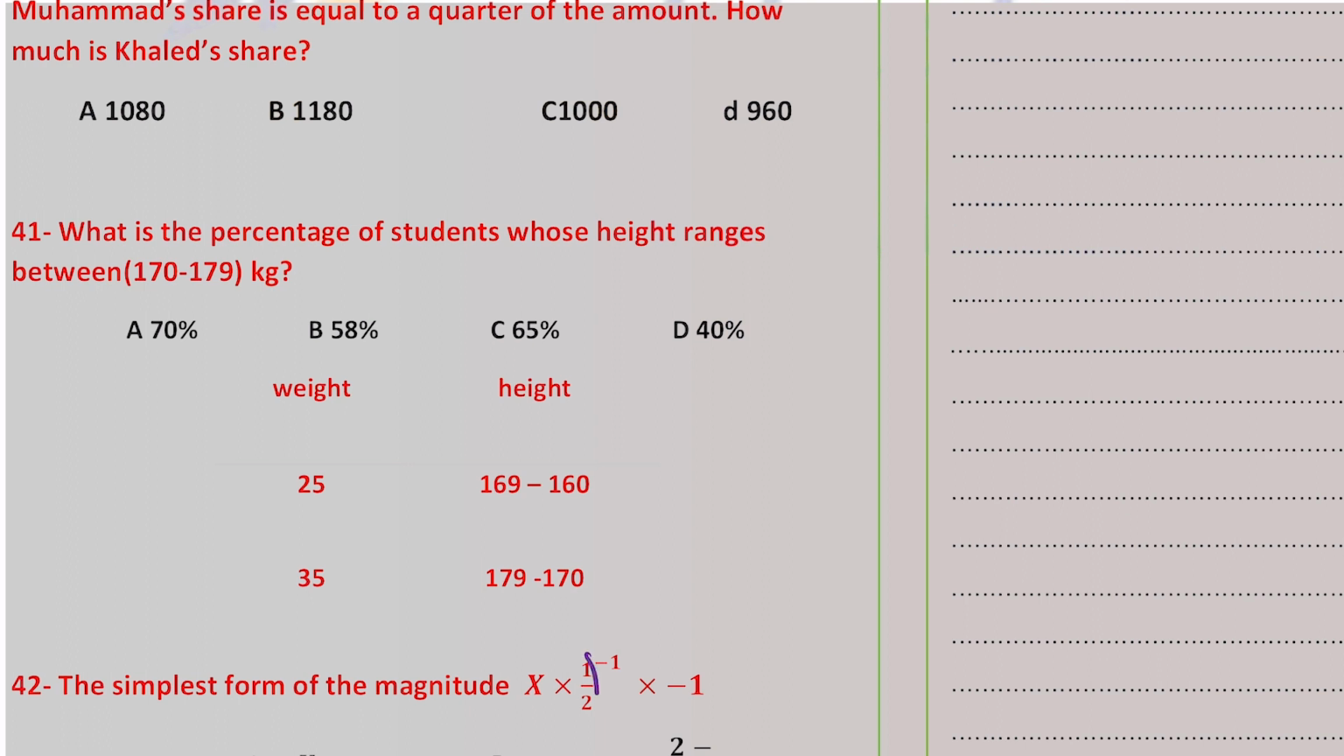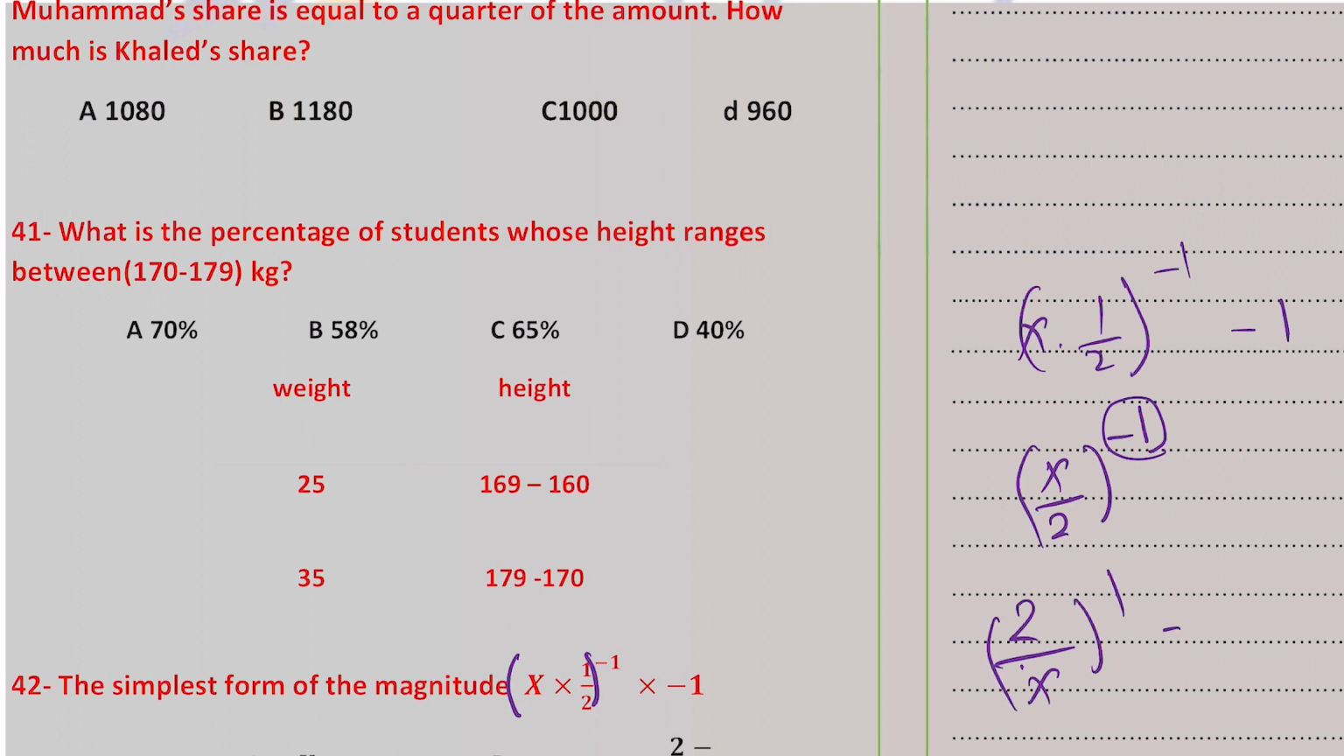We have a bracket here. x multiplied by half, all to the power negative 1, times negative 1 outside. Okay. x multiply half will be x over 2. Power negative 1 will be what? The negative power means reciprocal. It will be 2 over x to the power 1, times negative 1. Okay, it will be negative 2 over x.